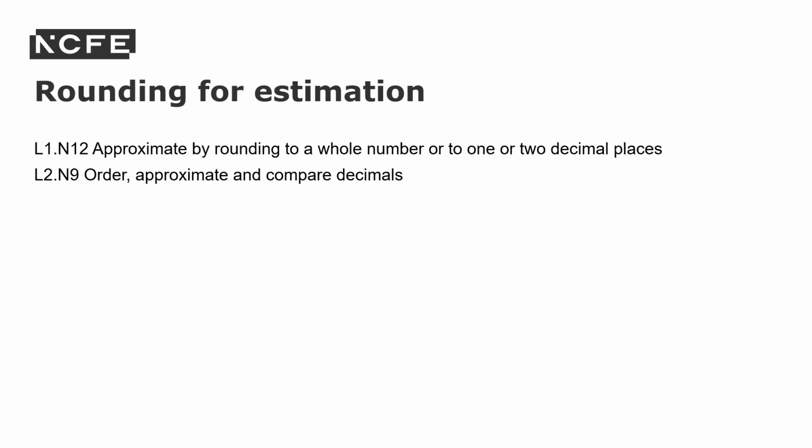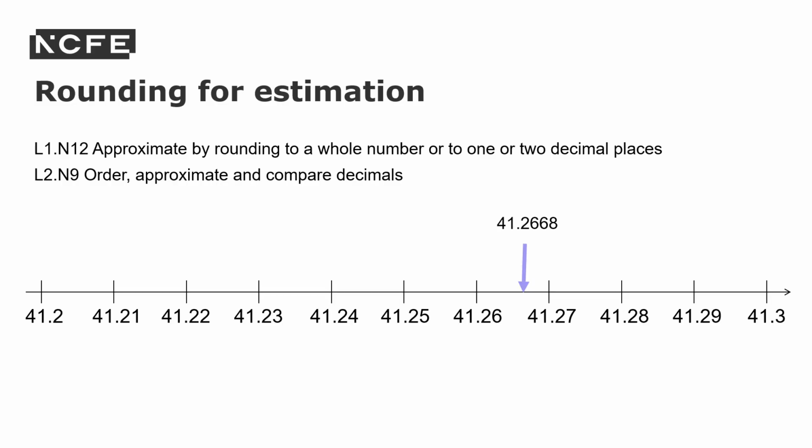Now, when it comes to rounding, you might be taught this using a number line. So here we can see we have a number line that goes all the way from 41.2 up to 41.3. And each of our divisions is to 2 decimal places. So we've got 41.21, 41.22, 41.23, and so on. Now, the number we're looking at is 41.2668. And we want to decide whether we're going to round that to 41.26 or round it up to 41.27.